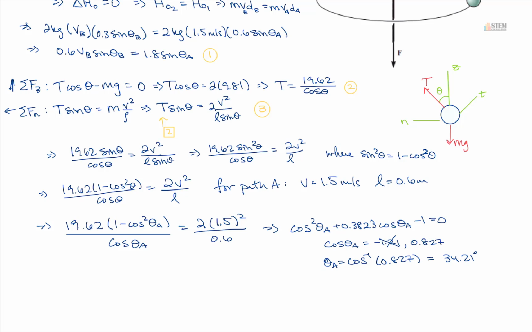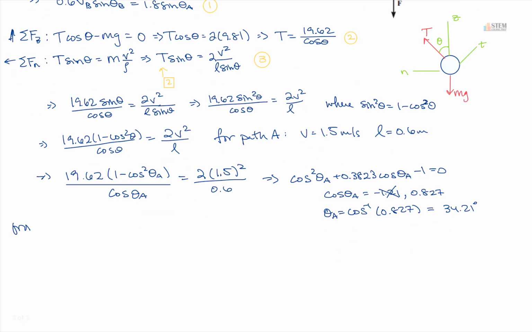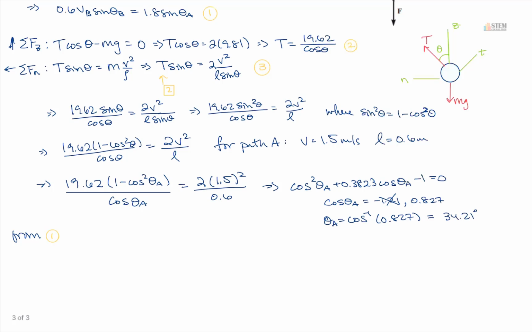Well, first thing I'm going to look at is the fact that I know what theta A is. Theta A we already found to be 34.21, so that means I could plug that value in here, and then VB and theta B are still unknown. But let's go ahead and do that and see what we can get. So this is going to be from equation 1. So we're going to plug in that theta A value. We have 0.6 VB sine theta B, that's going to be 1.8 times sine of 34.21. Now let's see what that equals.